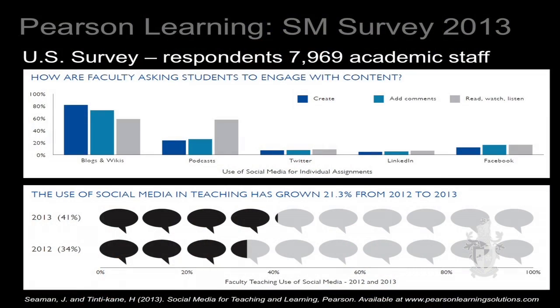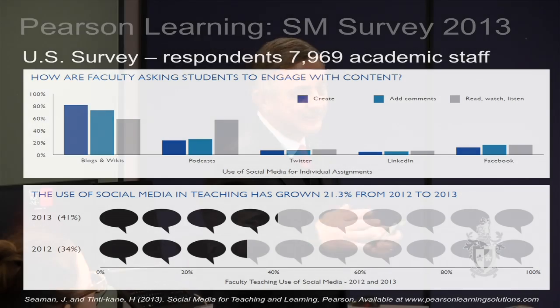Now, Pearson Learning have been doing social media surveys since 2009. Usually they release the results in October, so the only one I could find was the 2013. It has a US focus, but it helps to bring out how social media is being used. They took the academic staff perspective. In our pilot, we're looking at the student perspective. But it would be interesting to go very quickly through some of the findings.